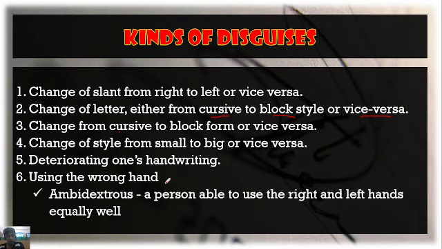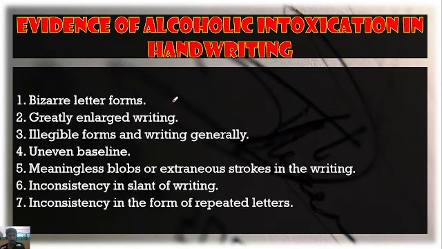And using the wrong hand, kaya ito ng mga ambidextrous. So, ano ba ang ambidextrous? We are referring to a person who is able to use the right and left hands equally well. So kung dati normal naman talaga na ginagamit mo sa pagsulat ay right hand, pero ngayon ang gagamitin mo ay left hand sa pagsulat. That might be possible on those individuals who are considered to be ambidextrous. So those are some kinds of disguises, or common kinds of disguises.